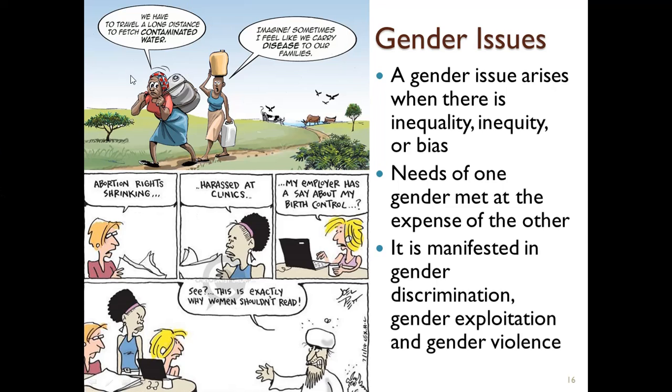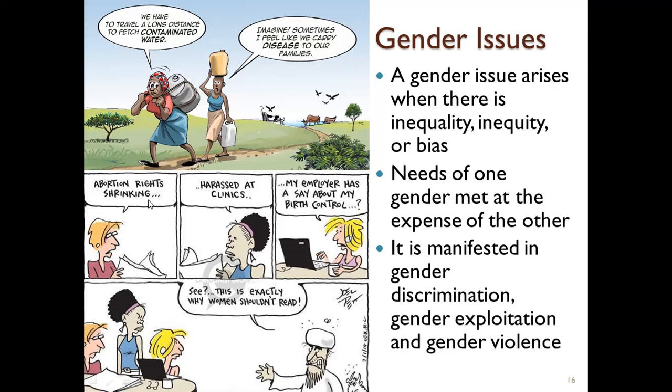If you take an example here again about water, you see these women coming from fetching water, and one of them is saying, "Okay, we have to travel long distance to fetch contaminated water," and the other one is saying, "Imagine, sometimes I feel like we carry disease to our own family." So issues here may include the long distance to fetch water, but also the kind of water that is being fetched. Those are gender issues.